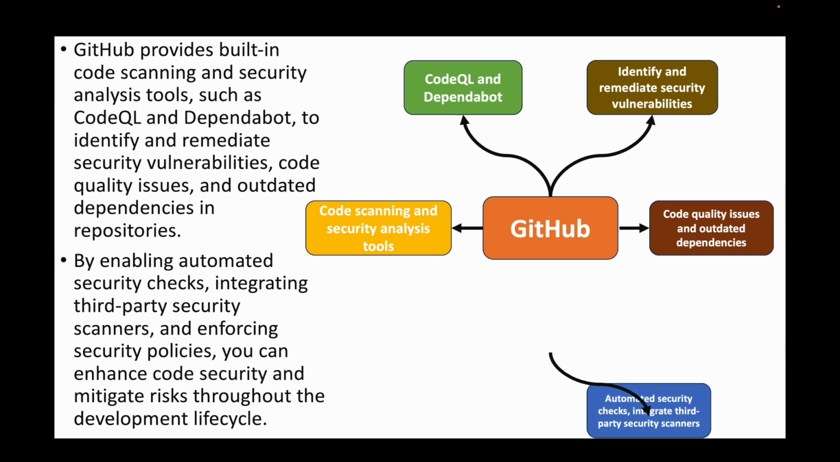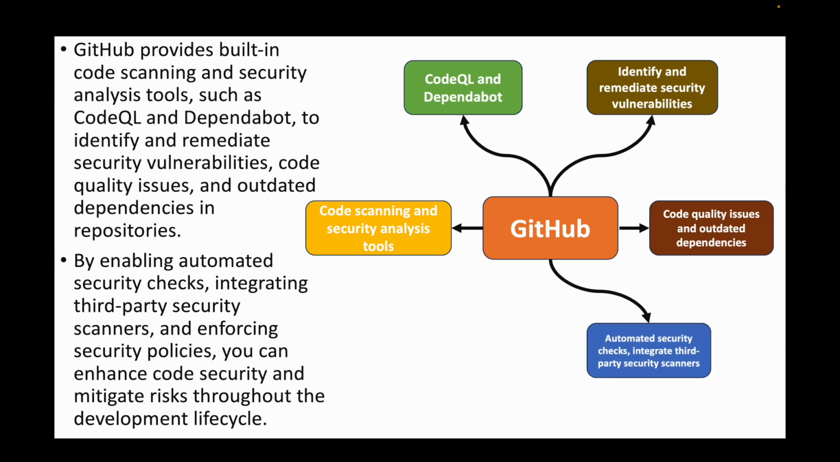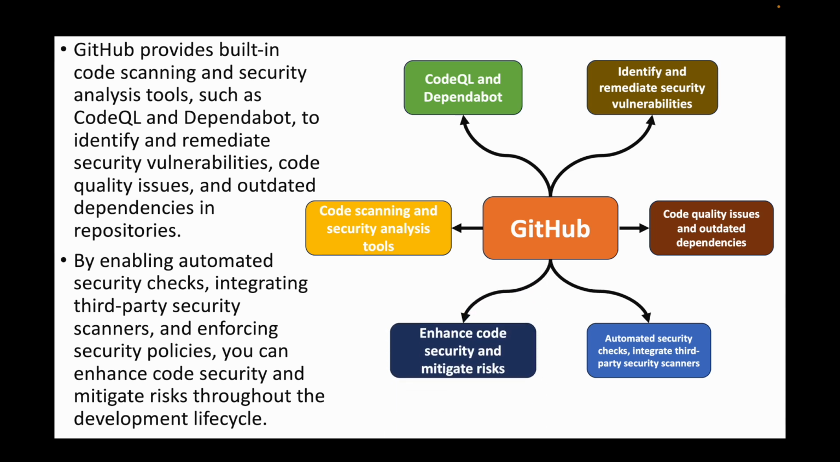Now, by enabling automated security checks, integrating with third party security scanners, and enforcing security policies, we can enhance the code security and also mitigate any risks throughout the development life cycle. So we can have all the security checks in place. We can also make use of third party tools as scanners that will scan our code for any security issues. That way we can enhance the security of our code and also mitigate any issues that might come throughout the development life cycle.